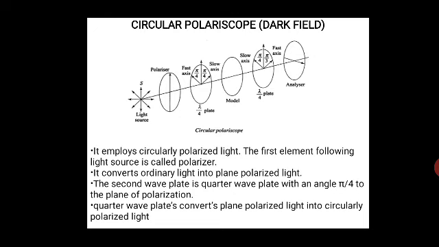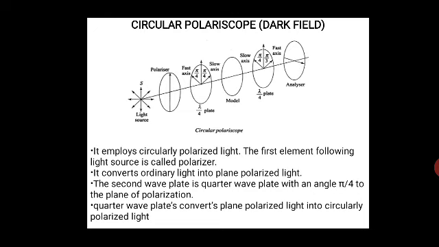Now we shall discuss the working principle of the circular polariscope. See, the optical arrangement of the circular polariscope is shown in the figure above. A quarter wave plate is placed after the polarizing element with its axis at 45 degrees to the polarizing axis. Now the model is placed after the first quarter wave plate. The fast and slow axes of the quarter wave plate are marked respectively as fast axis and slow axis.